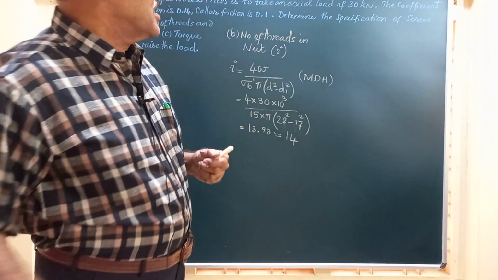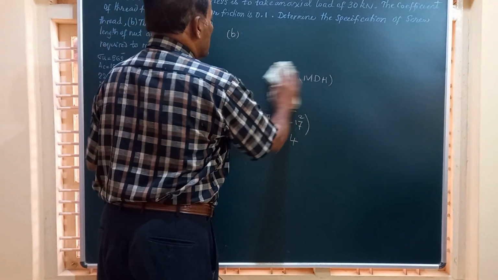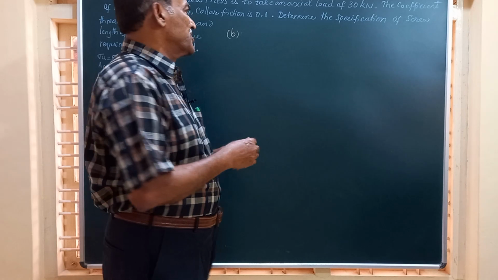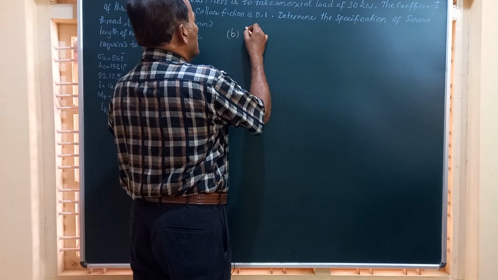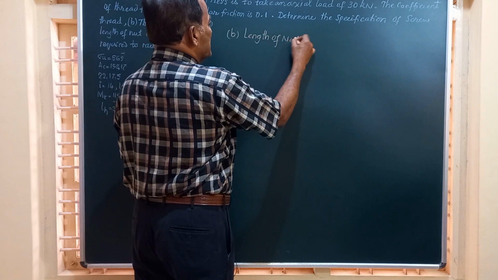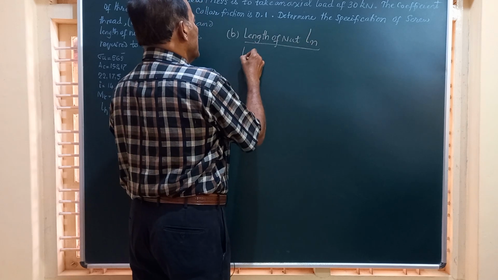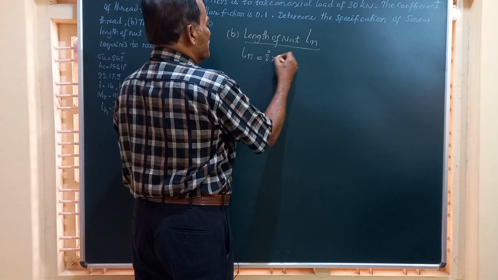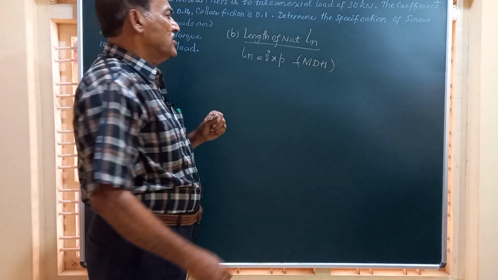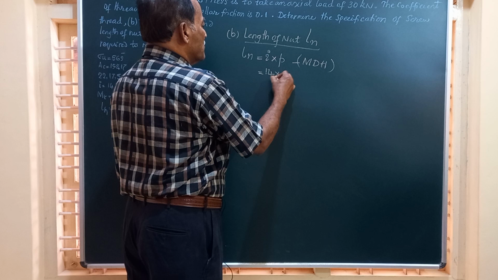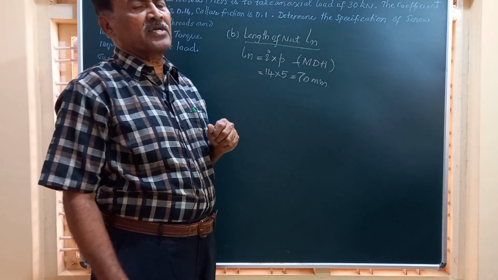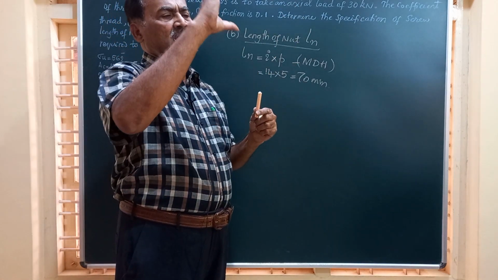And friends, next comes calculation of what is called the length of nut required, because there should be sufficient bearing pressure. So on the bearing area, the length of nut is represented by L suffix n, and that Ln is given by the formula I into pitch. This again is available in the machine design handbook. I is equal to 14, pitch is equal to 5. So friends, you get 70 mm as the length of the nut required to take up this load.